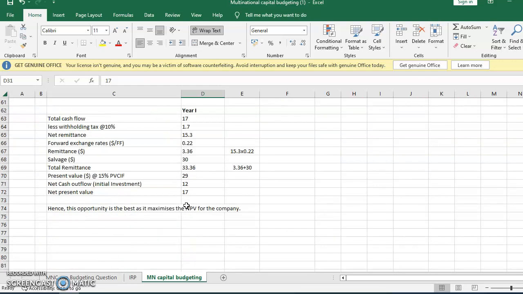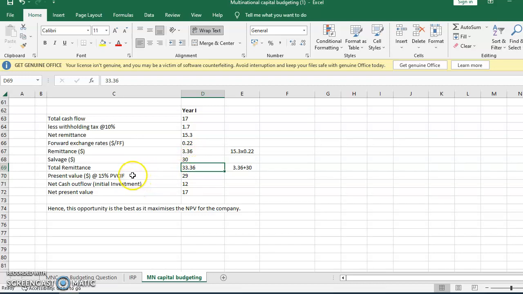So year 1. Total cash flows is 17, less withholding tax. Withholding tax is 10%, which is 1.7. Net remittance is therefore 15.3. The forward exchange rate, dollar over the French francs, is 0.22 and the remittance is therefore 3.36. How did I get this? This is 15.3 multiplied by 0.22. Salvage value is given to you, which is 30. So the net remittance is 30 plus 3.36, which is 33.36.